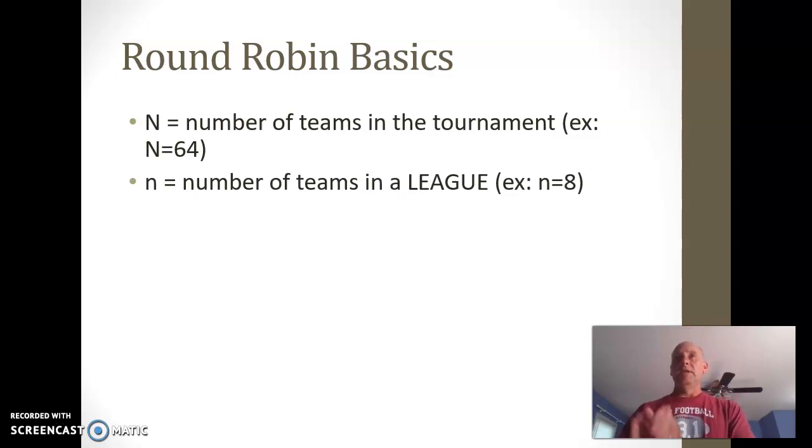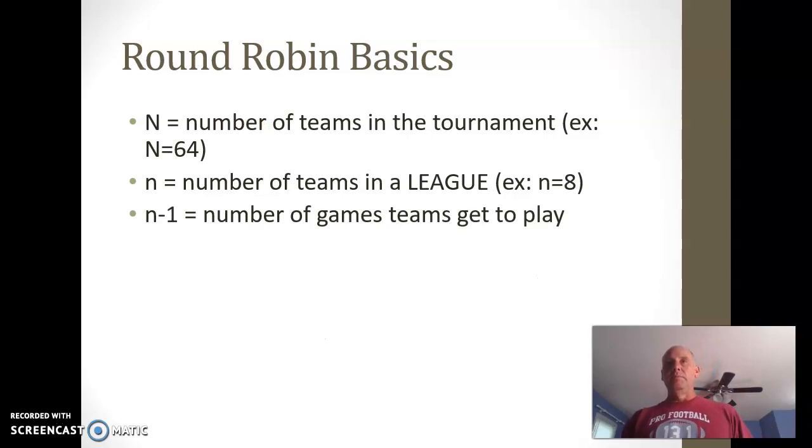Lowercase n is the number of teams per league. Remember, we're dividing up the teams into smaller groups, and those are called leagues. So we might have 64 teams in the total tournament, but only 8 teams per league. In that case we'd have 8 teams per league and 8 leagues, which means 64 total teams. So lowercase n just means the number of teams in a league.